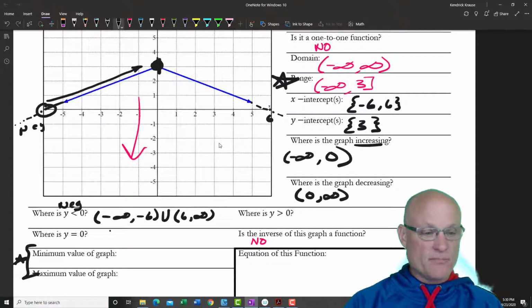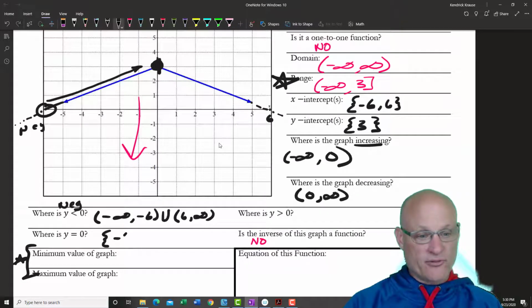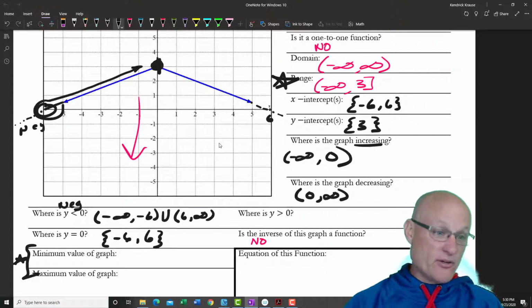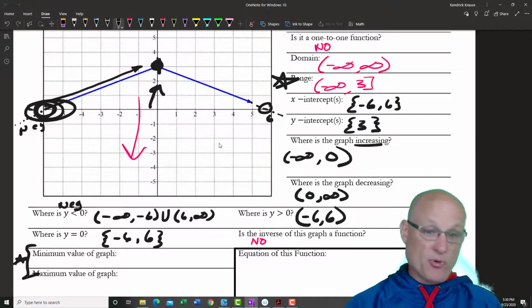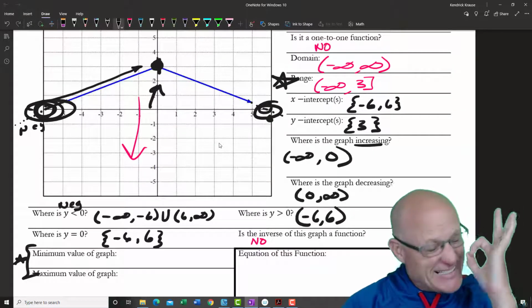Where does it equal 0? At its x-intercepts, -6 and positive 6. Where is it greater than 0? Well, it's greater than 0 starting here and ending here. Again, greater than 0 means above. So from -6, ooh, can't do it that way. So from -6 to positive 6, don't include those, because at this point and at this point, it's exactly 0.